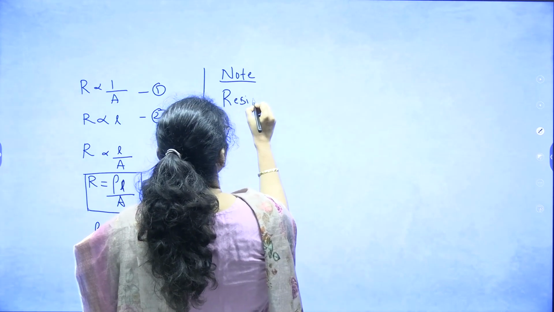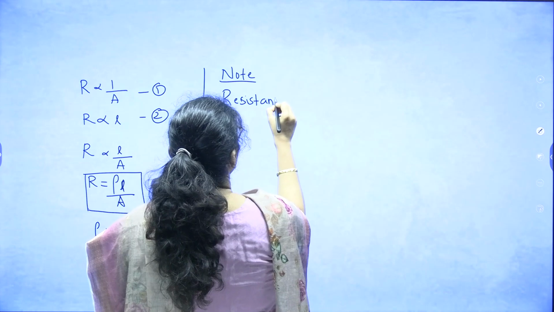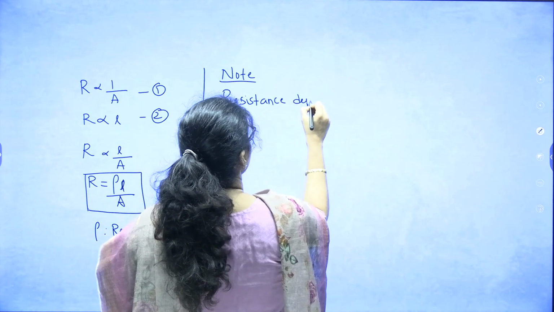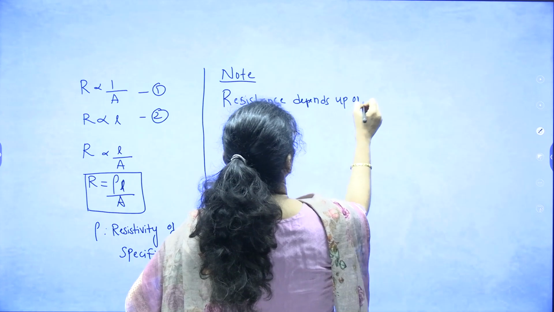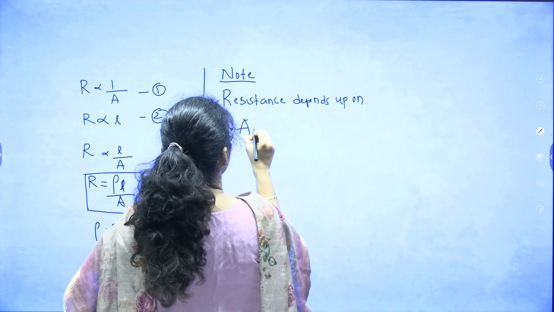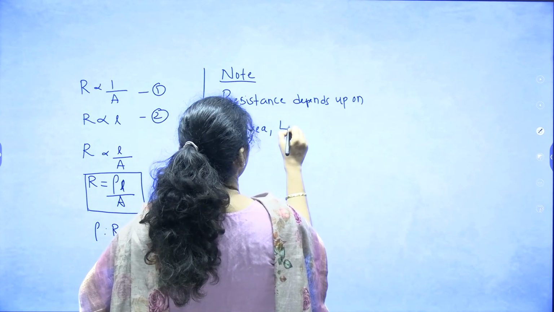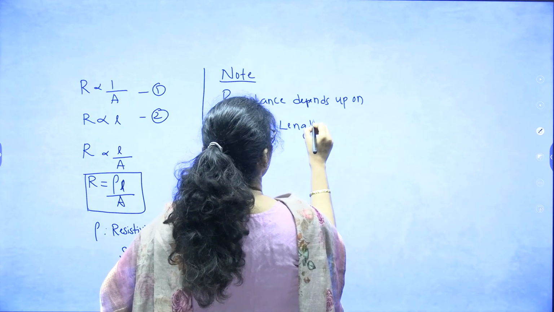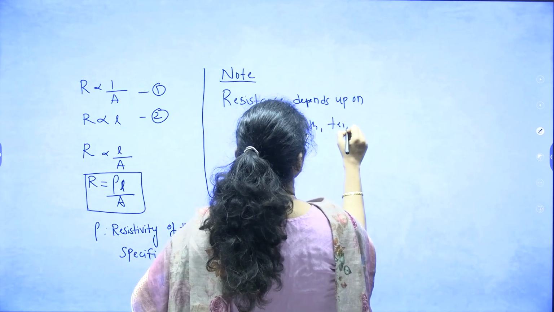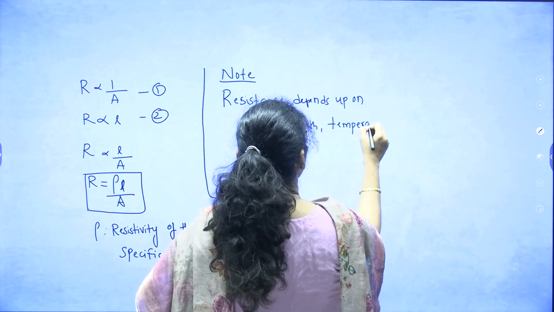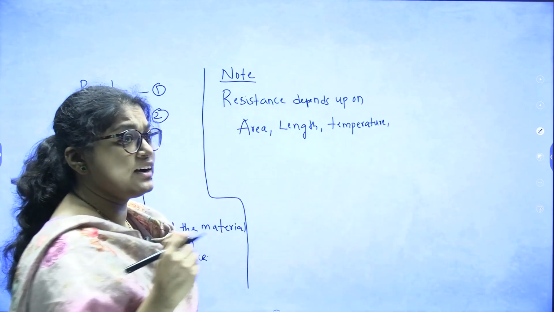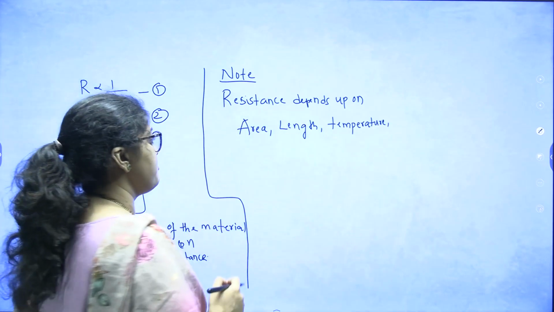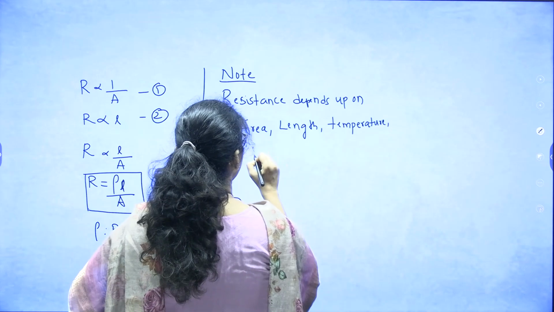So resistance depends upon area, length, temperature and material also. Which type of material we are taking, which type of conductor we are taking, that is also very important. And material.